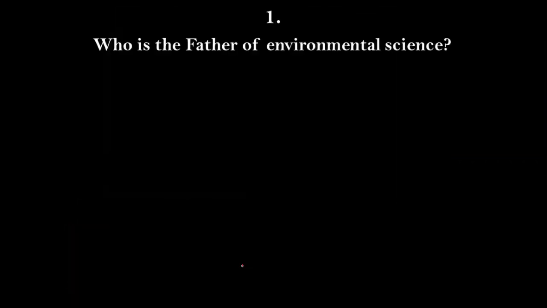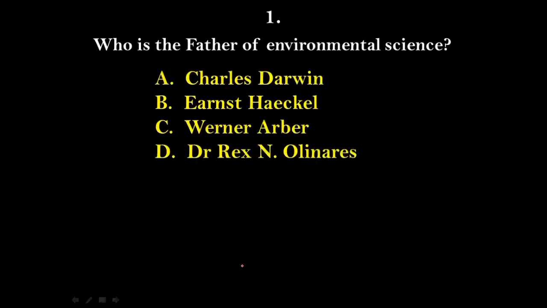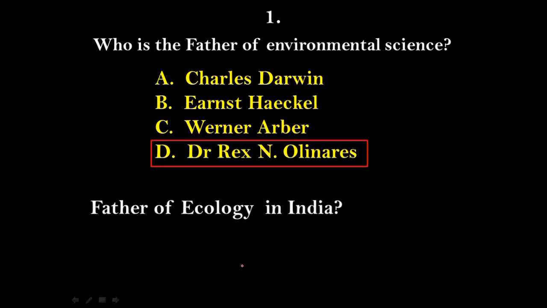Question number 1. Who is the father of environmental science? The options given here are Charles Darwin, Ernest Haeckel, Werner Harper, and Dr. Rex and Ollenders. The right answer for this will be option D, that is Dr. Rex and Ollenders, who is regarded as the father of environmental science. We should also keep in mind that the father of ecology, or sometimes called the father of environment in India, will be Ramdeo Mishra.